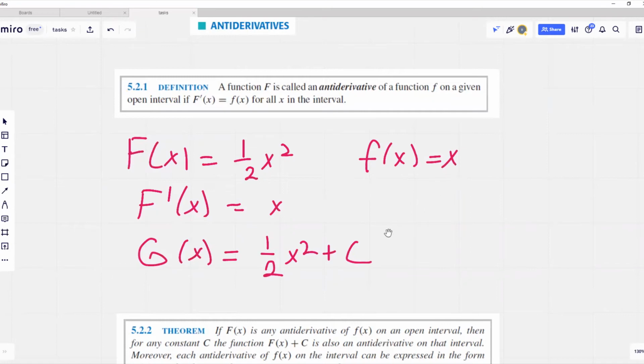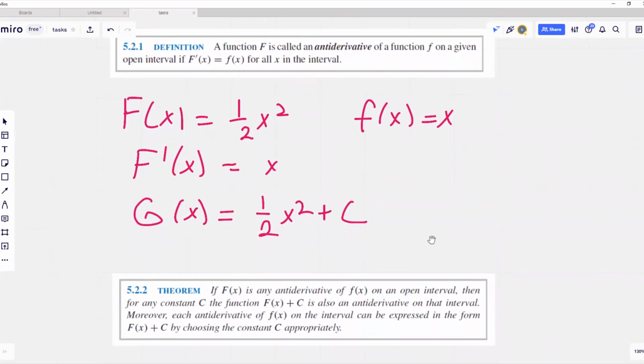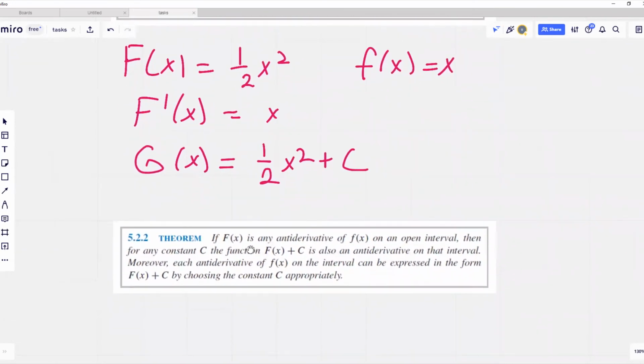Now the question is, is there any antiderivative that cannot be obtained by simply adding a constant to one of the known antiderivatives? And the answer to that question is no. These findings are summarized in the following theorem. If big F(x) is an antiderivative of small f(x) on an open interval, then for any constant c, the function big F(x) plus c is also an antiderivative on that interval. Moreover, each antiderivative of f(x) on the interval can be expressed in the form big F(x) plus a constant by choosing the constant c appropriately.